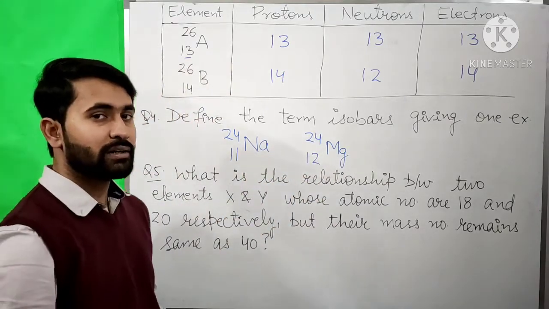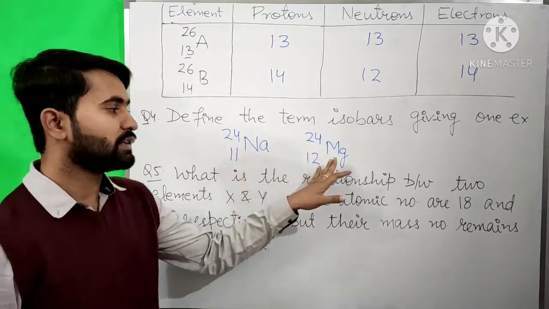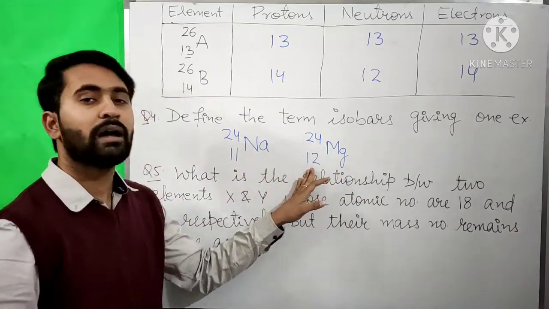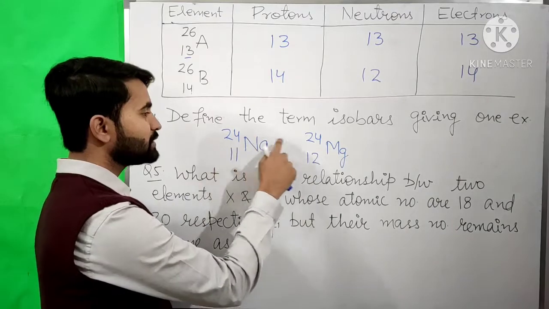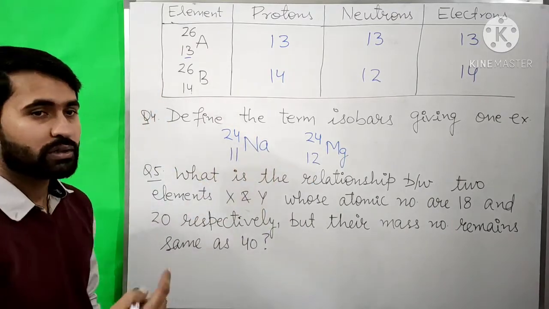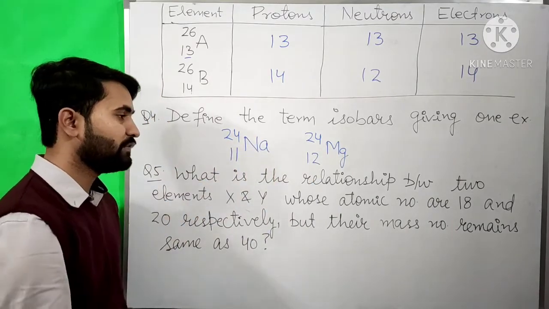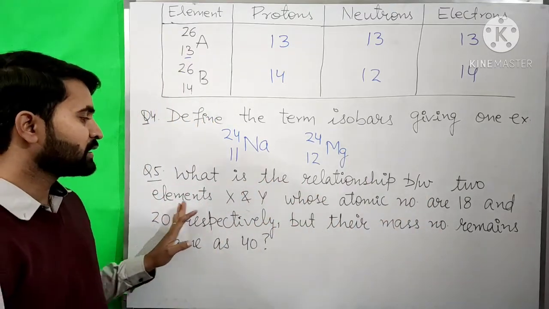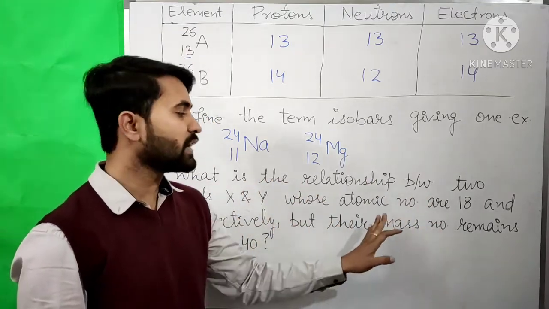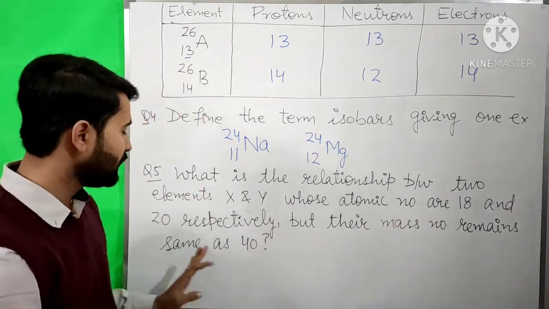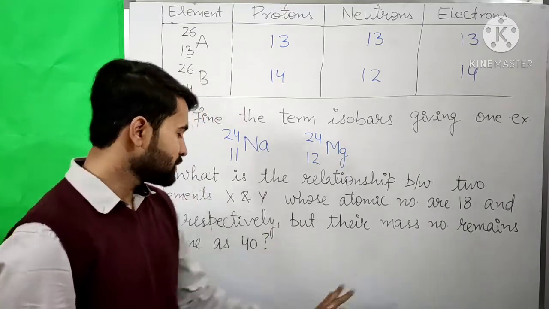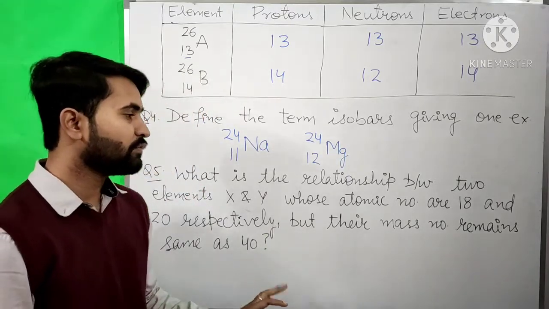You can see here they are the atoms of different elements. They are having different atomic number and their mass number is same. Now the next question, question number 5. What is the relationship between two elements X and Y whose atomic number are 18 and 20 respectively, but their mass numbers remain same as 40?